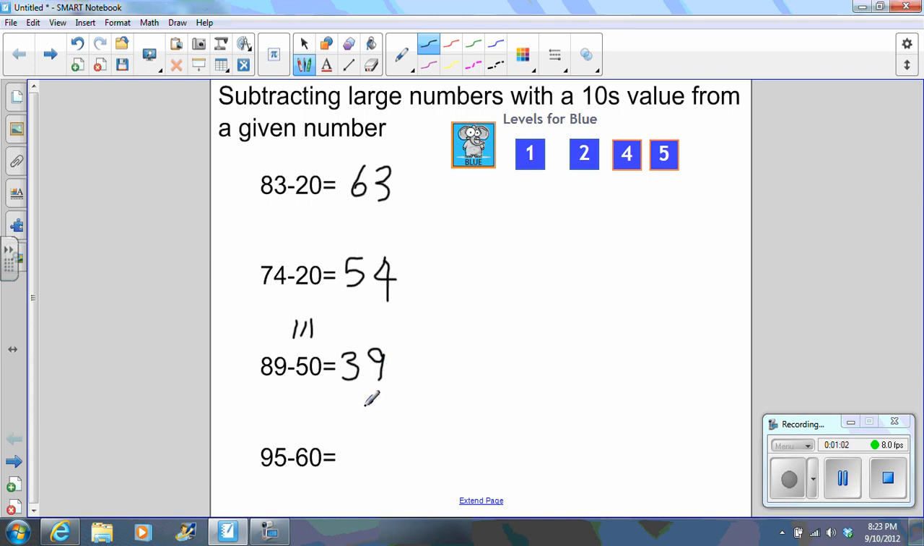Let's look at that example again. 60, 70, 80, 90, so I've got 3 tens and 5 units. Two different ways of working out the same problem.